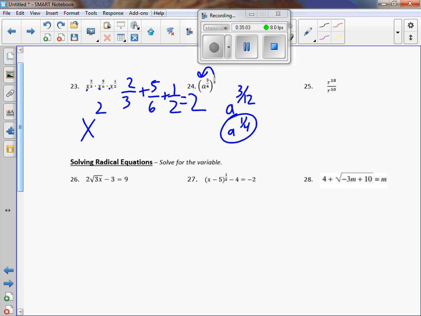Number 25 is very similar to number 21, where when we're dividing, the base is the same. In this case, they're both r's. We take the exponents and we subtract them. And again, it's top minus bottom. Our answer is r to the 8th.